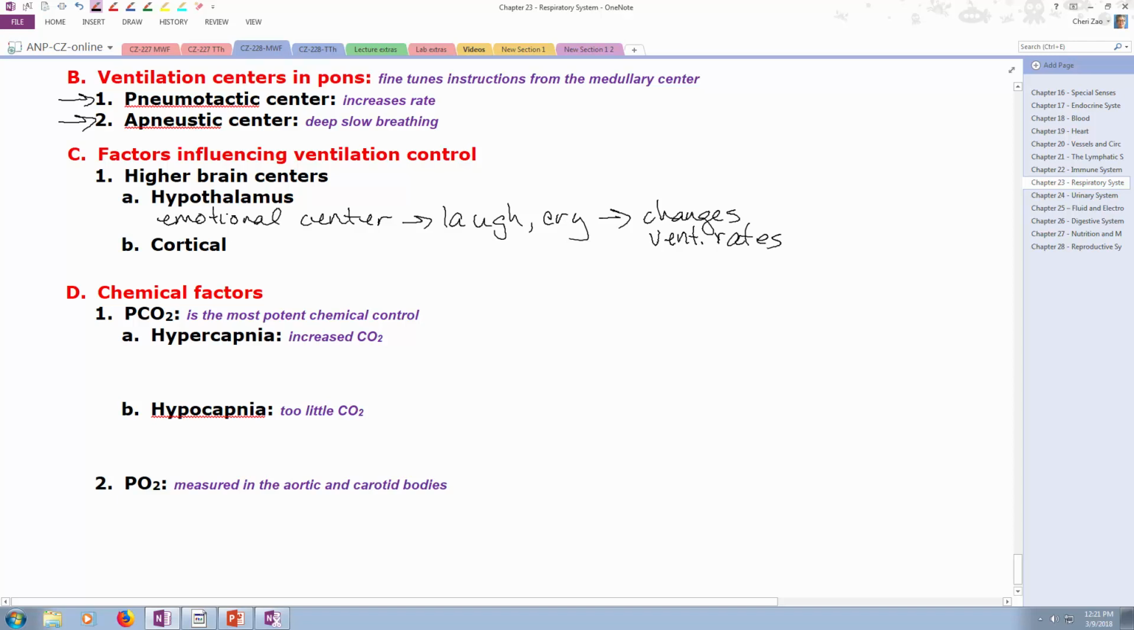Cortically, we can think about our ventilatory rate, correct? We can decide to stop breathing, and we can decide to breathe faster. And so that's what we mean by cortical control. We actually can voluntarily control ventilatory rate.